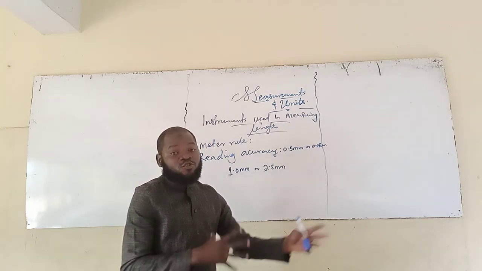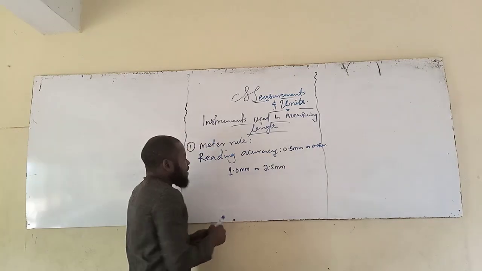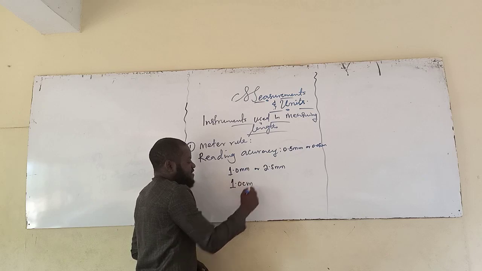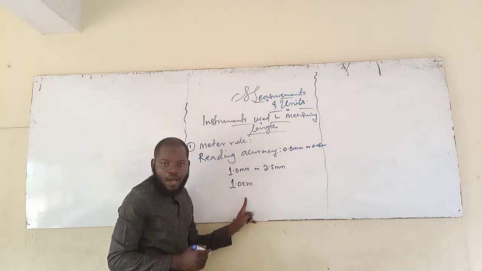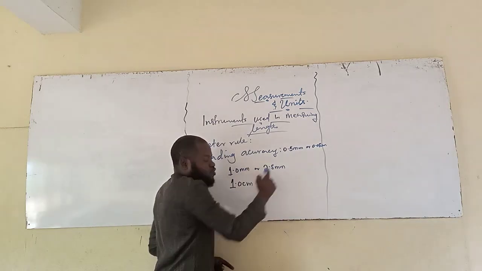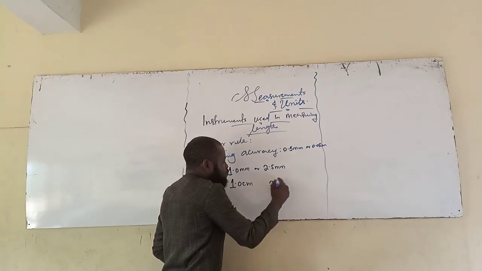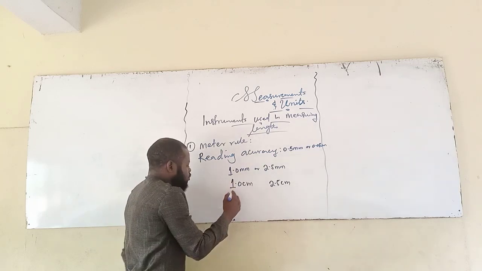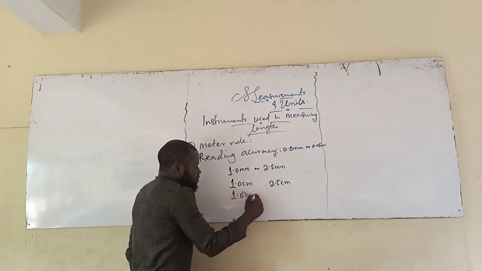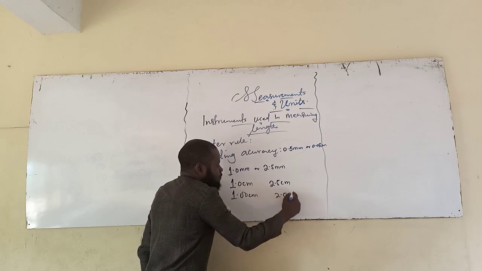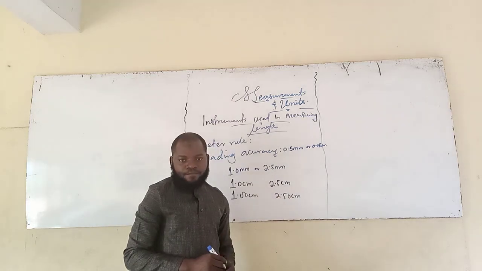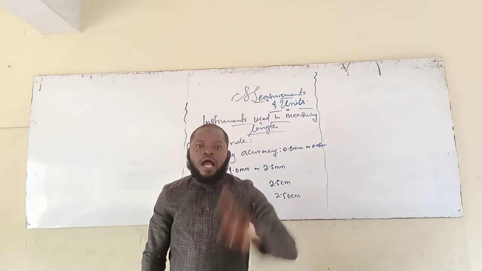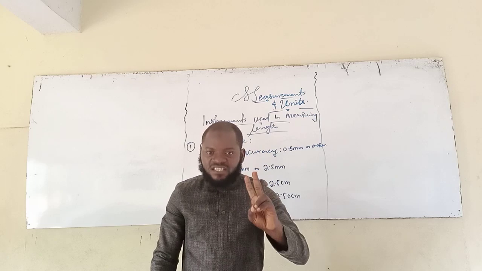These are things that JAMB is looking out for. So, if I measure something in centimeter as 1.0 centimeter, this is wrong. Are we together now? If I measure something as 2.5 centimeter and I report it as 2.5 centimeter, this is wrong. So this is supposed to be 1.00 centimeter and this is supposed to be 2.50 centimeter. So your meter rule measures to two decimal places in centimeter and one decimal place in millimeter.